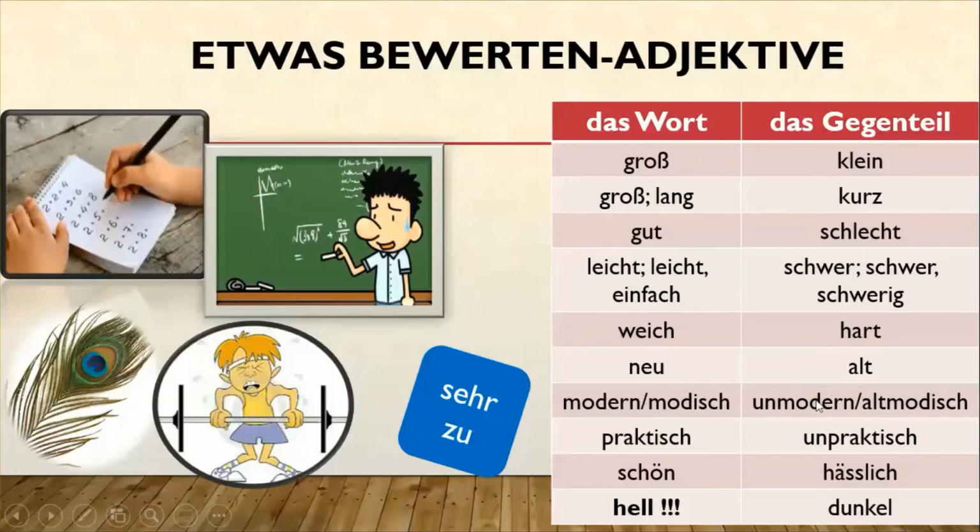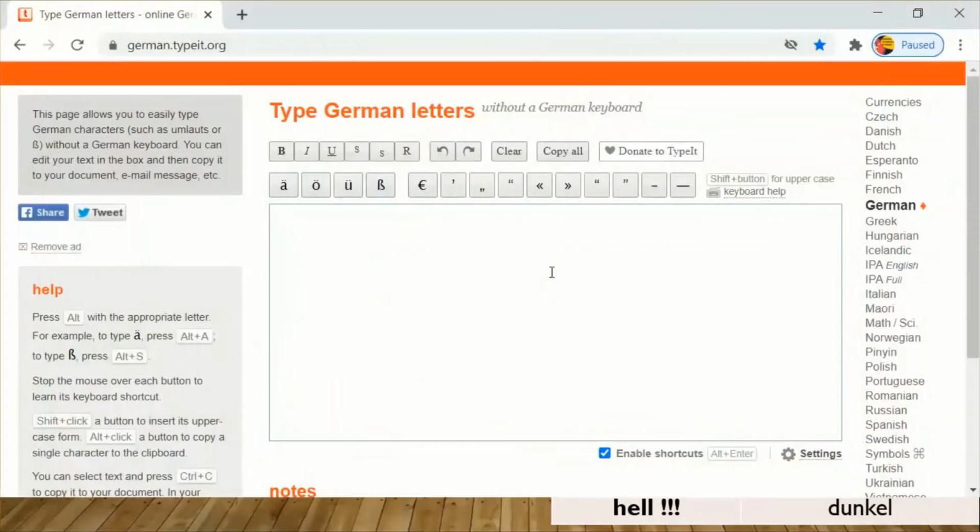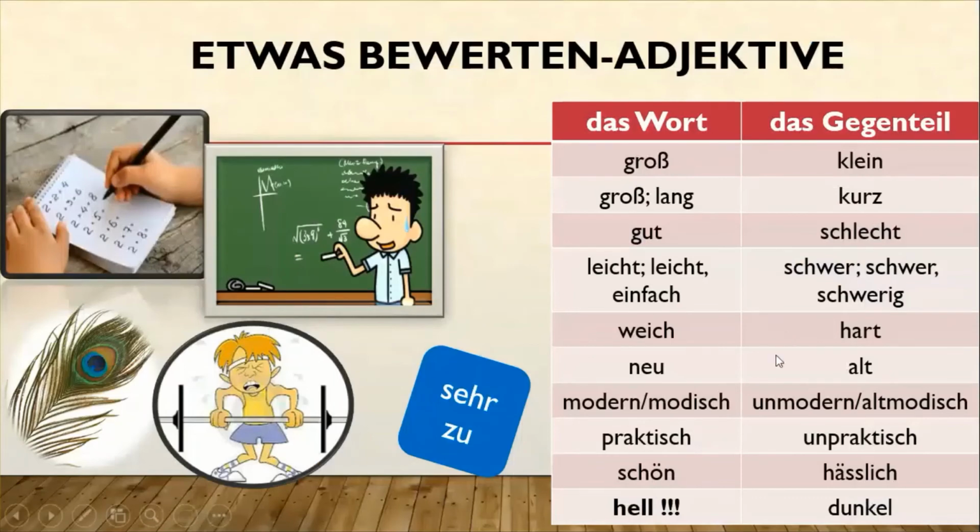So even though you can remember this, the way to remember modisch and altmodisch is by remembering that this adjective comes from the noun die Mode, which is fashion. Praktisch, unpraktisch. Something is practical or not practical. Schön, hässlich. Something is beautiful or ugly.